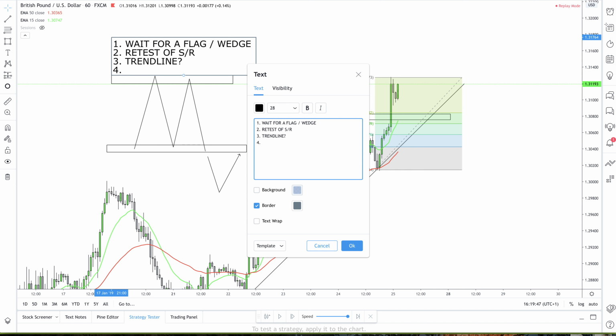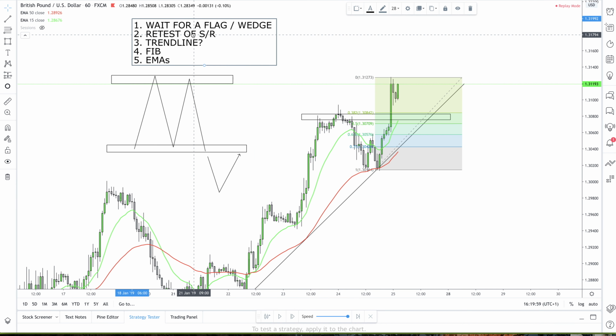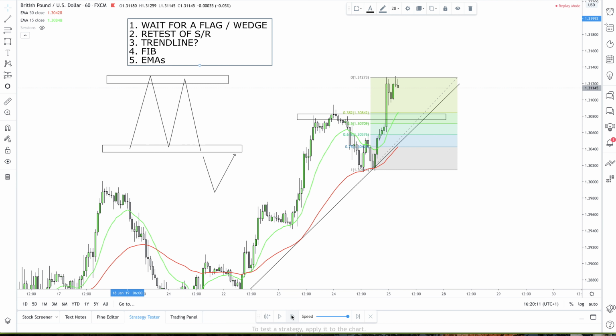Four, looking at Fibonacci. Of course, five, we can use the EMAs. Okay, this is five ways for you to detect your exhaustion: wait for a flag or a wedge, retest support and resistance, trend line, fib, and of course EMAs. Five ways. Works brilliantly, by the way. Brilliantly. So let's move forward.